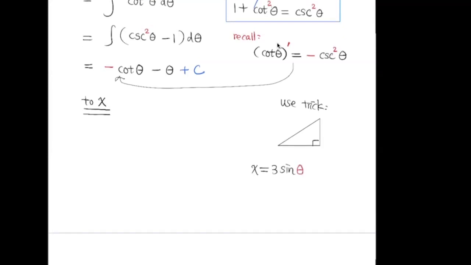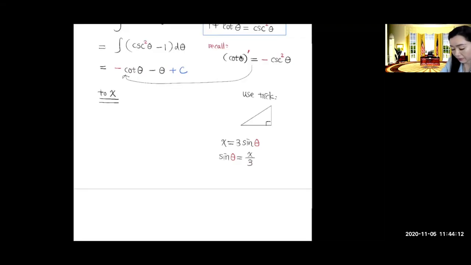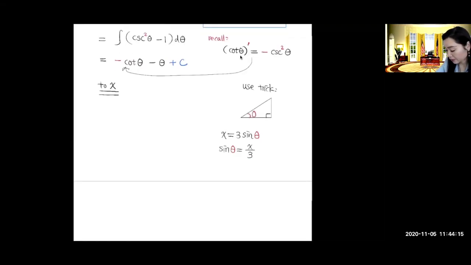Which means that sine of theta equals what? x over 3, right? So sine theta here will be equal to x divided by 3. So this is the angle. Sine is opposite over hypotenuse. So if I label this angle theta, then the corresponding side is x, and the hypotenuse over here will be 3.